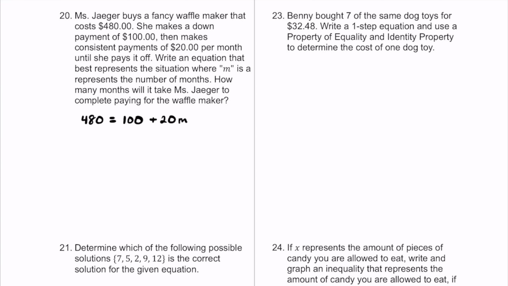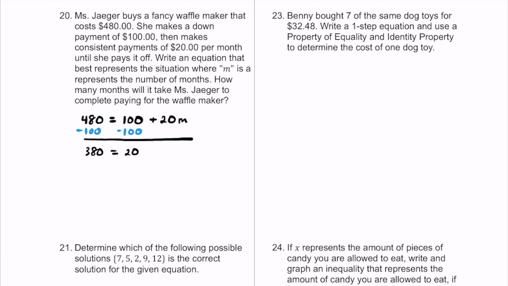It says write an equation that represents the situation where m represents the number of months. So then the question is how many months will it take Miss Jaeger to complete paying off the waffle maker? So 480 is the total cost, 100 is a constant because she already paid that, then she's paying 20 per month here. So if we want to go ahead and solve this, let's go ahead and use some POEs, or properties of equalities we know. We can start by subtracting 100 from both sides here. 480 minus 100 is going to be 380. The 100 minus 100 is 0.